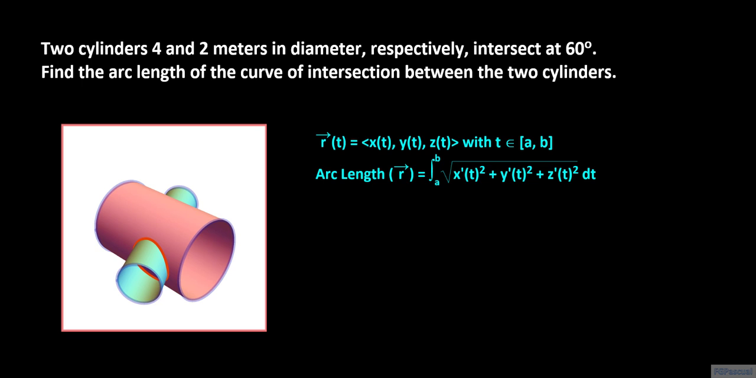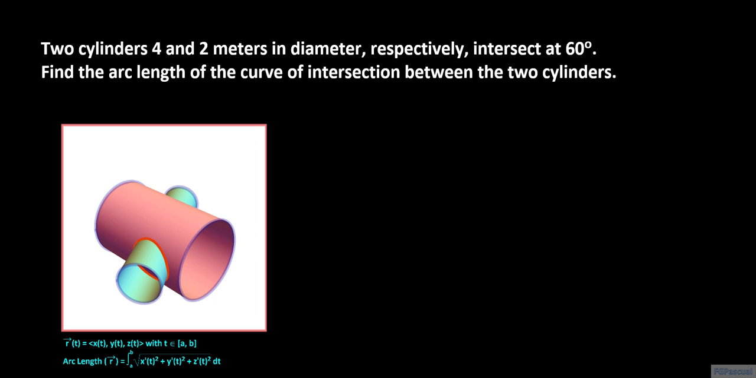To find a formulation for r of t, we first find equations for the two cylinders. Let C sub 1 be the big cylinder. Designate the y-axis to be the central axis of C sub 1. Since the diameter of C sub 1 is 4 meters, an equation for C sub 1 is x squared plus z squared equals 4.